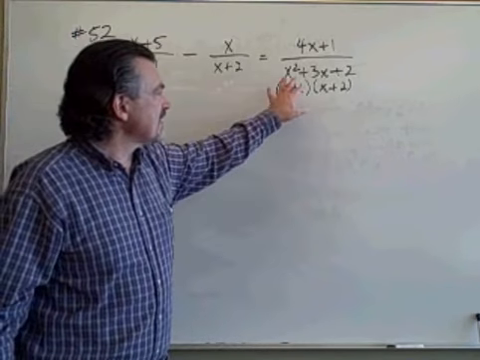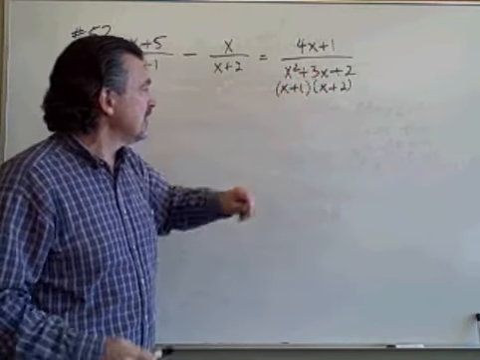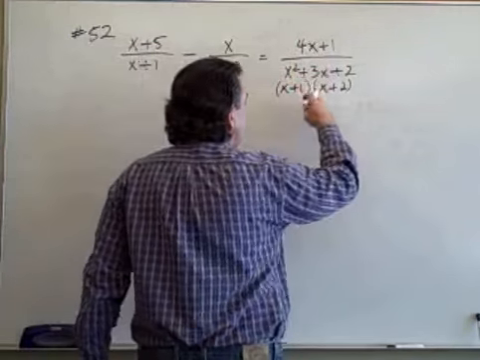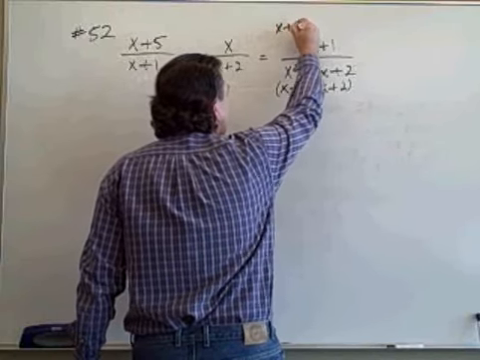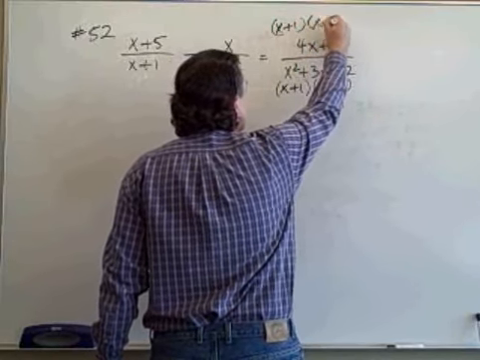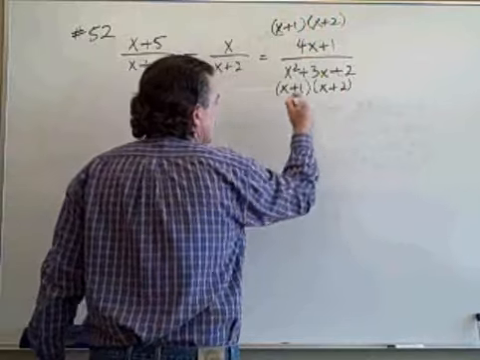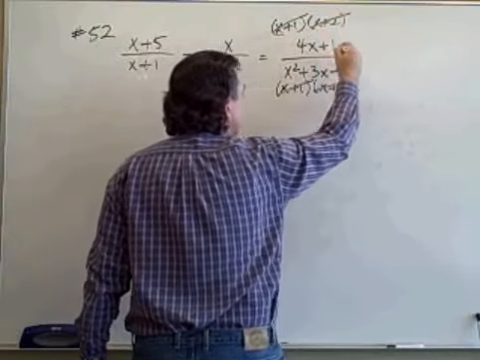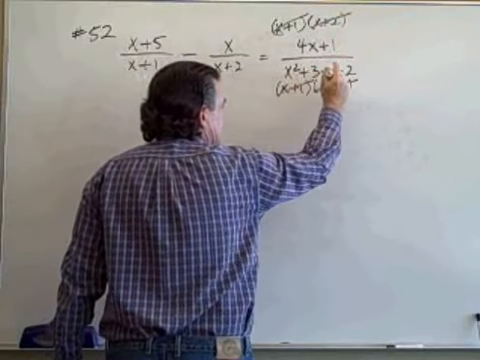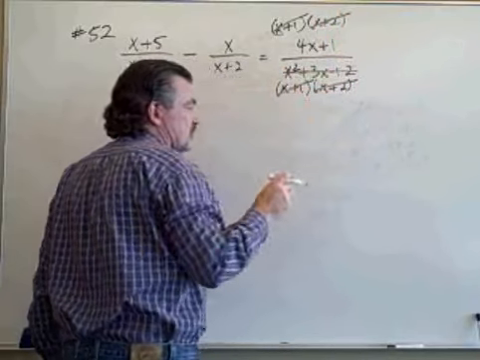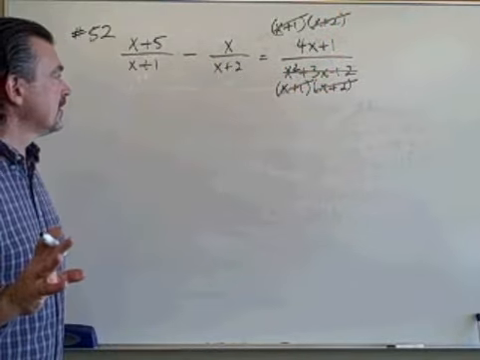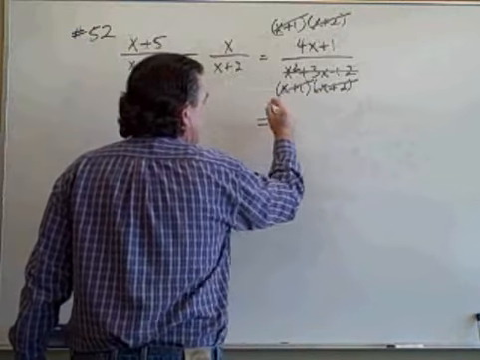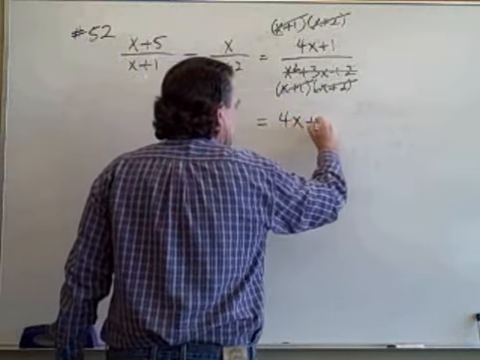So if I wanted to cancel this denominator, I would have to multiply this fraction by that pair of binomials. So then the x plus 1s would cancel, the x plus 2s would cancel, and of course this trinomial was equivalent to those two binomials, so it's gone. And all I would have left on this side of the equation would be 4x plus 1.